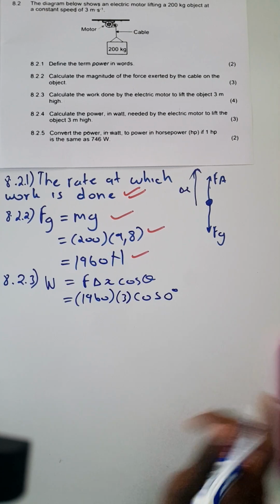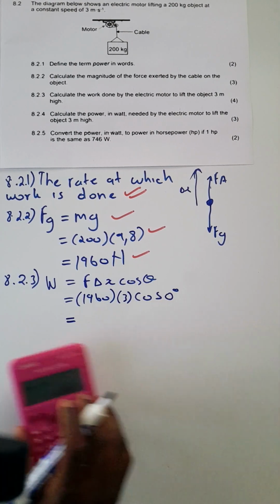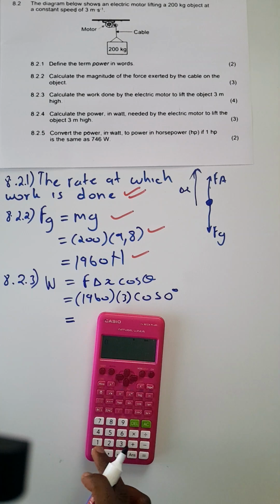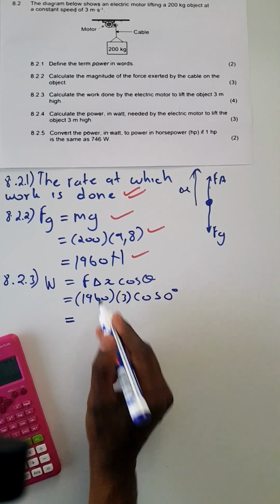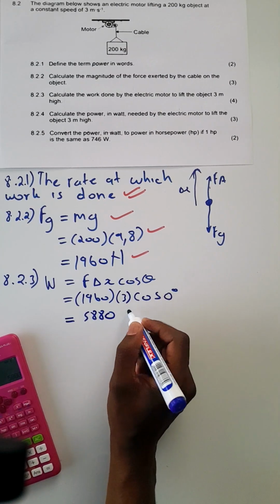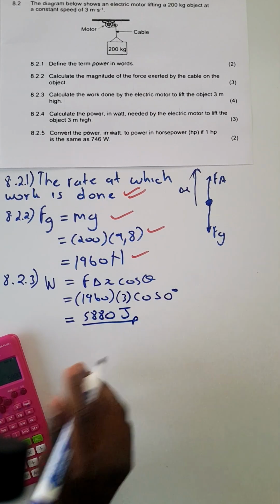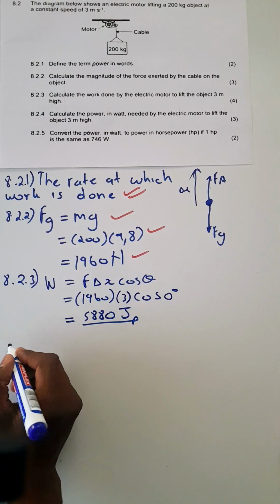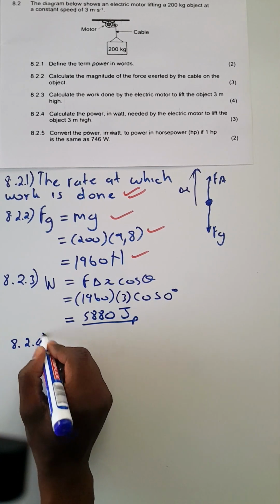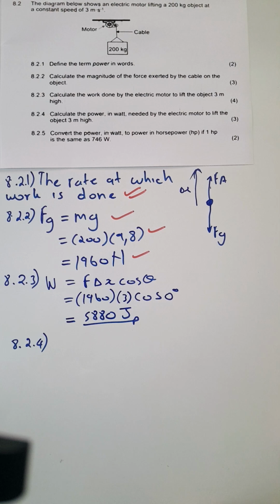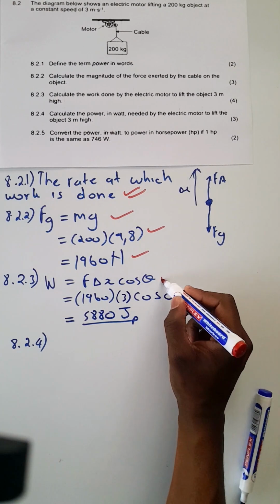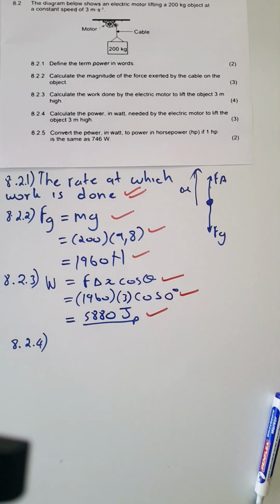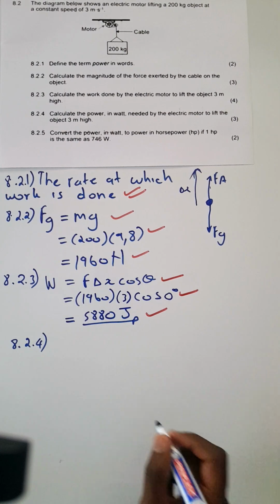If you have an object that is being lifted up, and it goes up, it means that the force and the displacement are in the same direction, and the angle between them is 0. So we get 5880 joules of work done. And then 8.2.4, calculate the power needed by the electric motor. It's allocated 1 mark for the formula, substitution, as well as the answer. Calculate the power in watts.